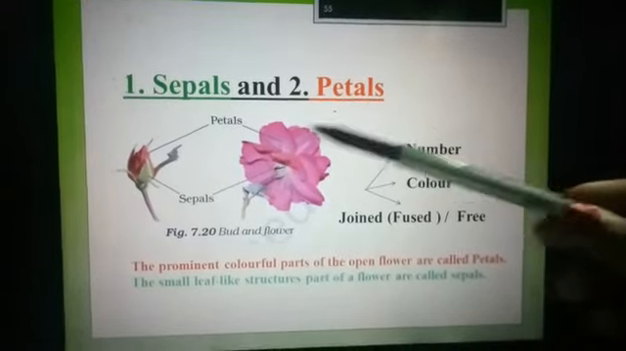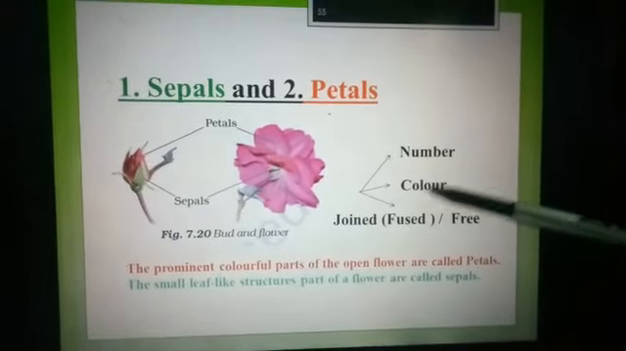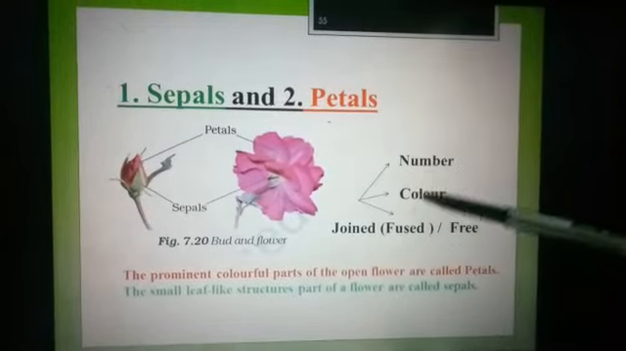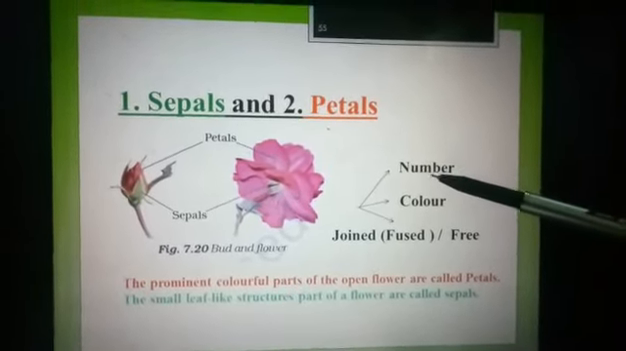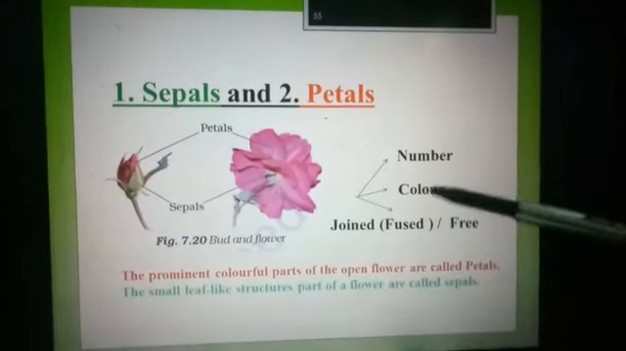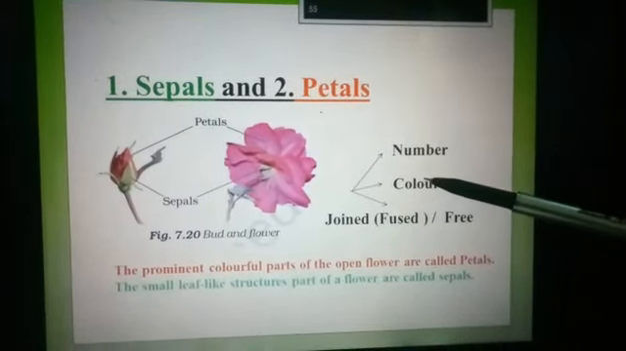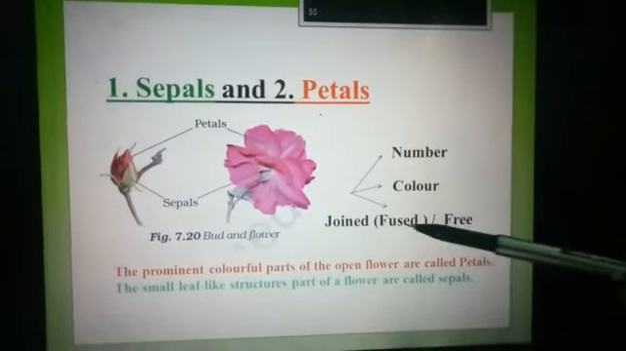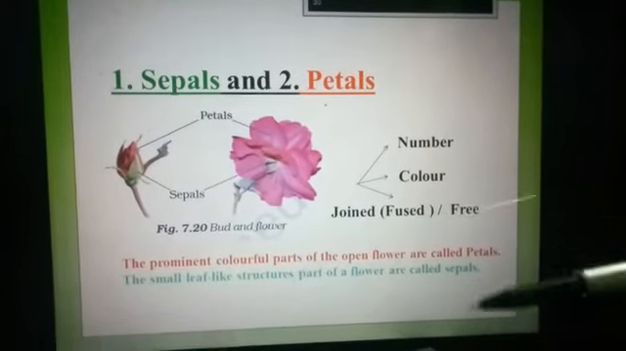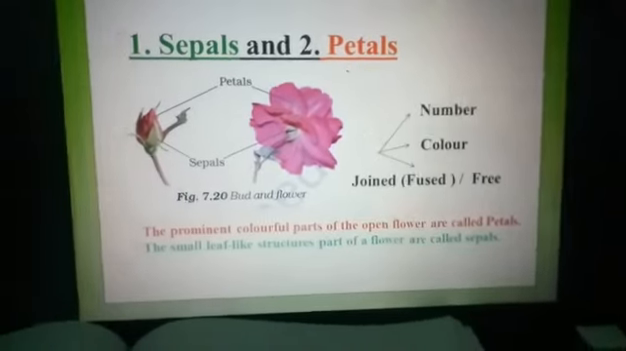And with reference to sepals and petals, you must have 3 pieces of information. 3 बातें आपको पता होनी चाहिए. Petals कितने नंबर है, मतलब 1 है, 2 है, 5 है, 6 है, कितने नंबर में. कलर, what is the color, whether it is green, red, yellow, brown, कौन सा कलर का है. And joint और fused, whether they are free or fused.